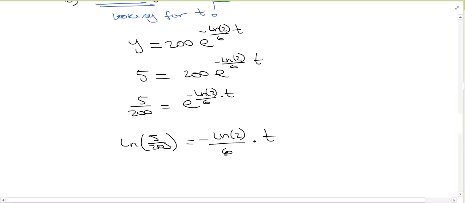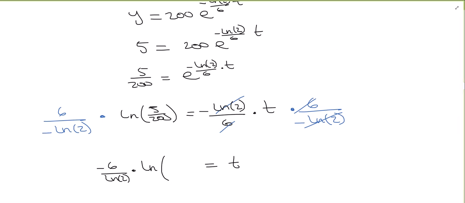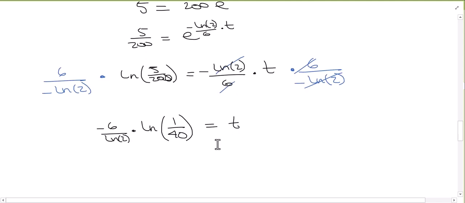Dividing by this fraction is the same thing as multiplying both sides by the reciprocal of that fraction. Notice that those will cancel, leaving me with just my t, which is what we're looking for. So it will be negative 6 over ln 2 times the natural log of 5 over 200, which we can reduce to 1 over 40, right? 200 divided by 5 is 40. Put that in your calculator and see what we get.